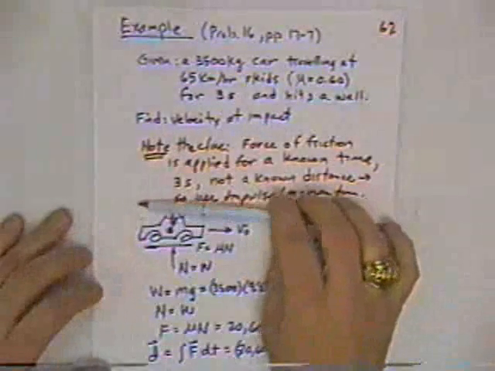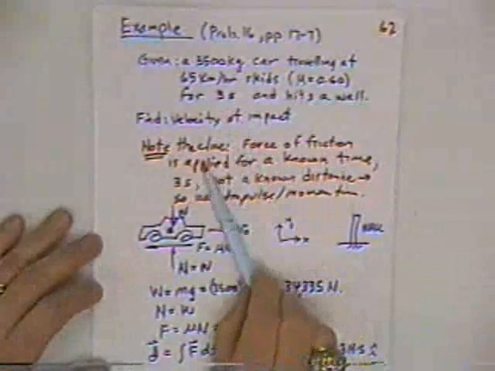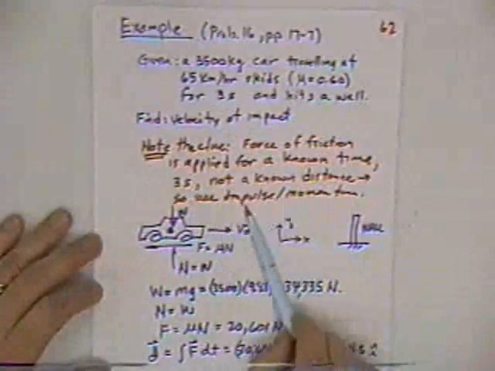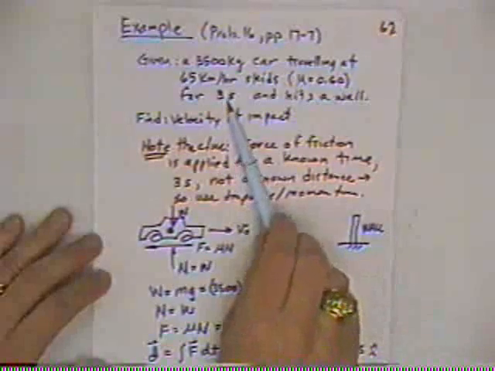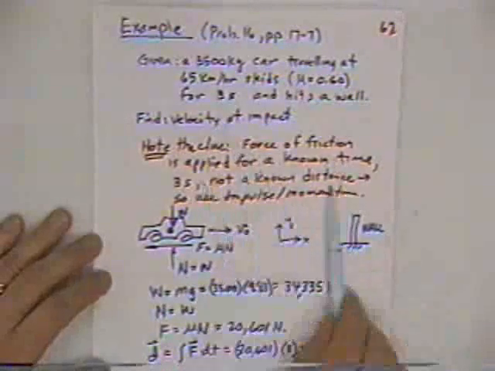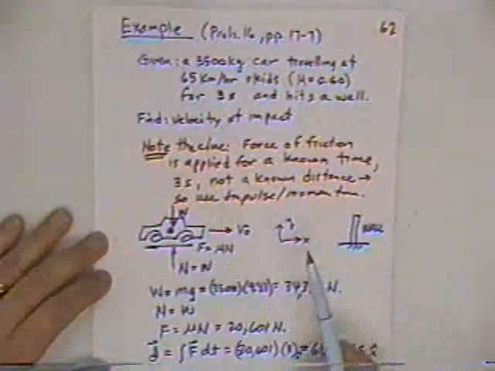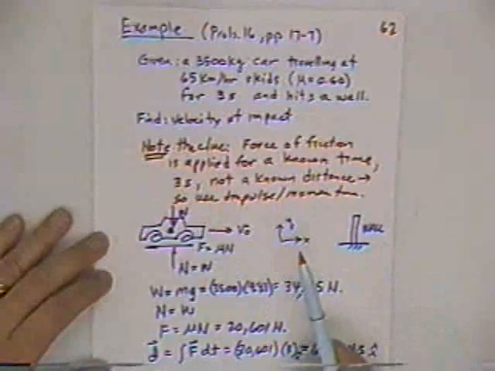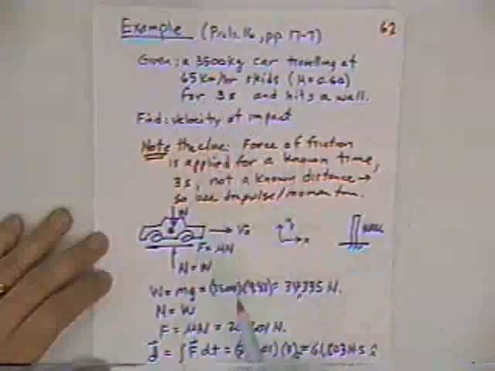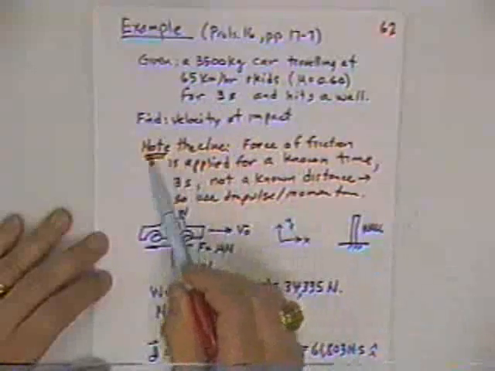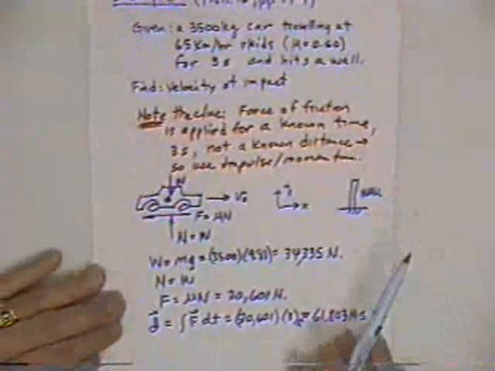Well, there's a clue here. He tells you that the force of friction is applied for a known time, 3 seconds. And that's a clue that says impulse momentum is a useful tool, because friction times time is going to give you an impulse. So you can calculate the impulse and therefore the change in momentum. If he said he skids for 100 yards or 100 feet, then you would be able to calculate the work, and you'd use work energy to calculate the change in kinetic energy. So look for clues that tell you the best approach to work these problems.